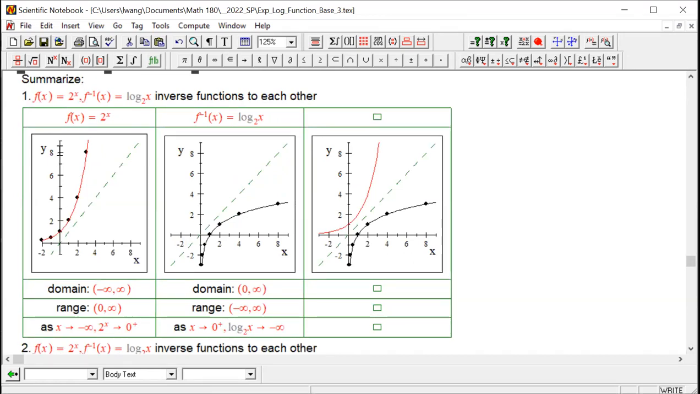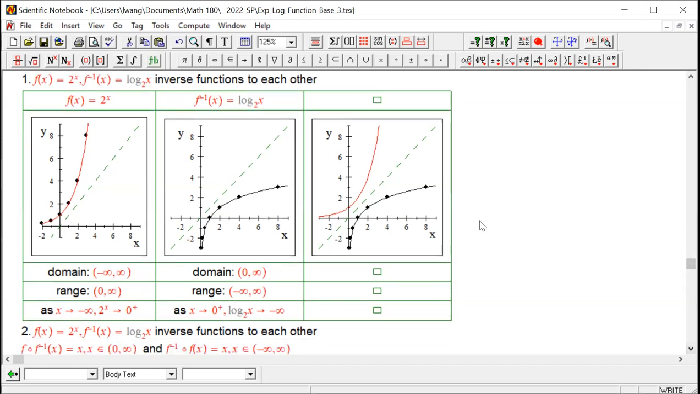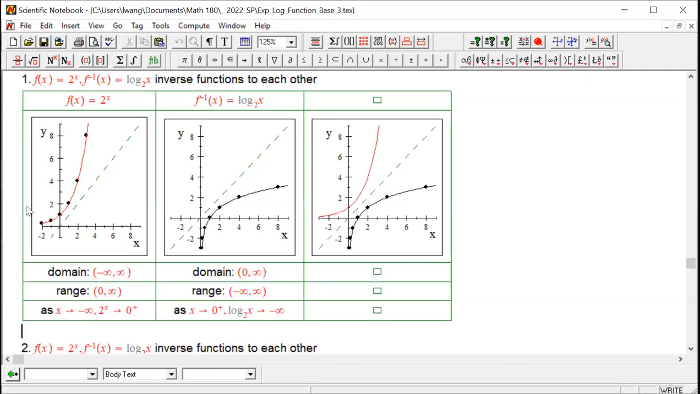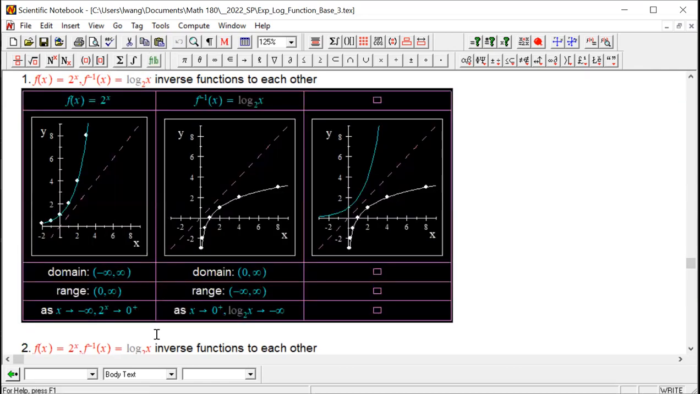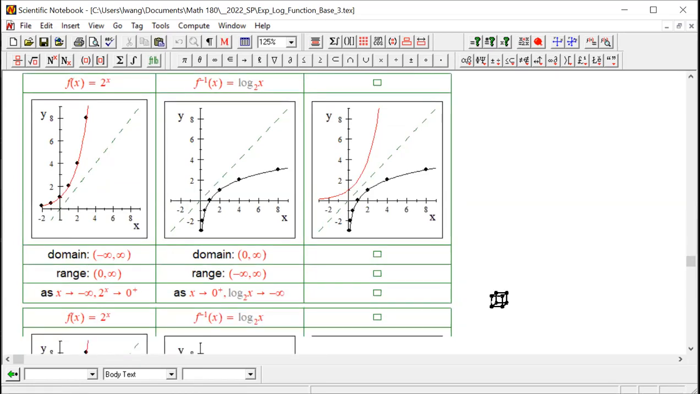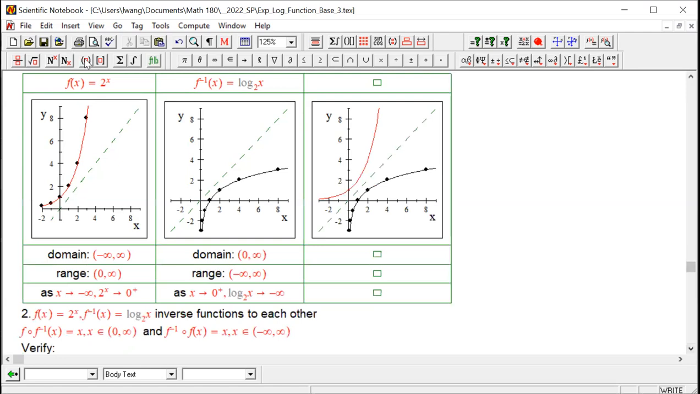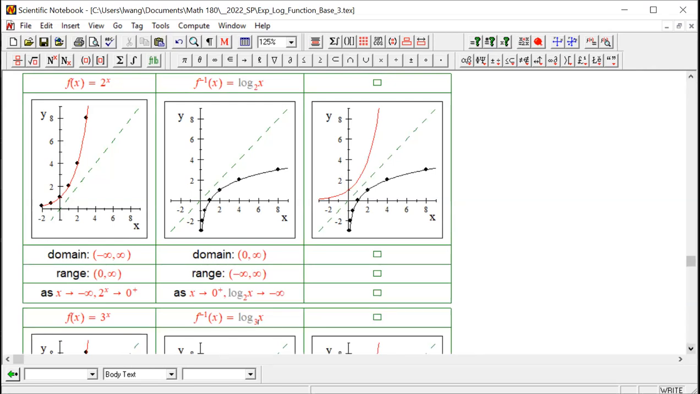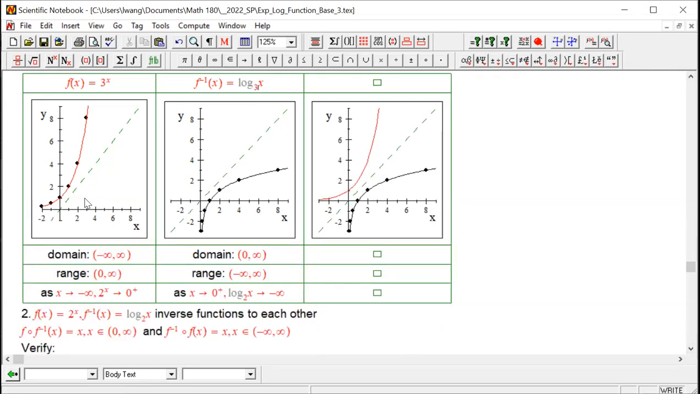Summarize, right? So this is about 2 to the power x, this is about base 2. So how about base 3? For base 3, we have a similar situation, don't we? Absolutely similar. So this will be 3 to the power x, base 3. And of course, the curves are different. I'm going to bring those pictures here. This is going to be 3 to the power x.